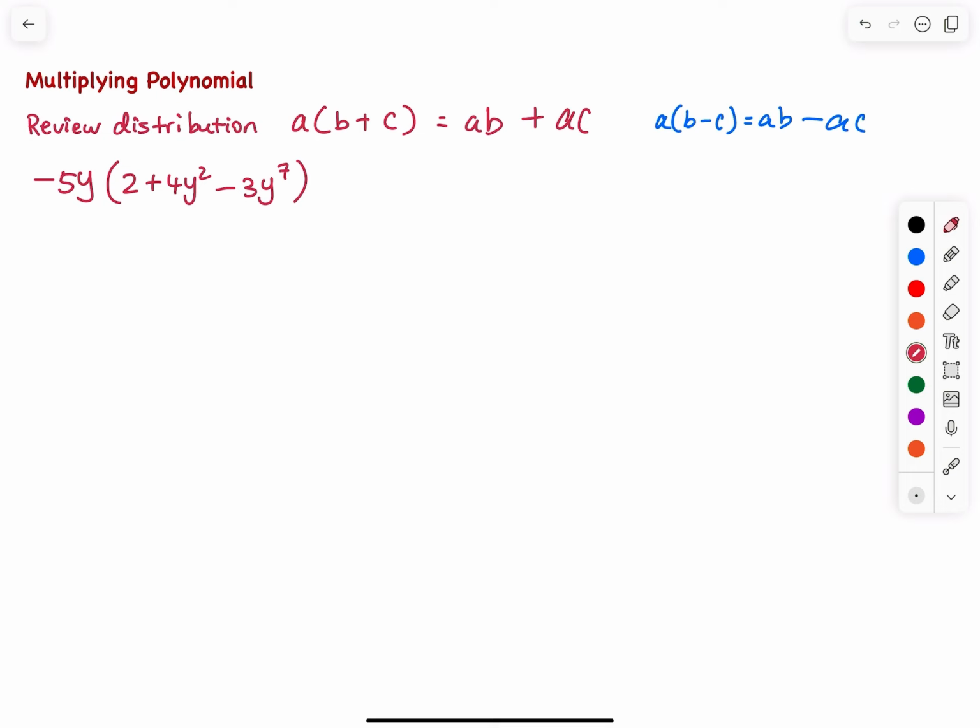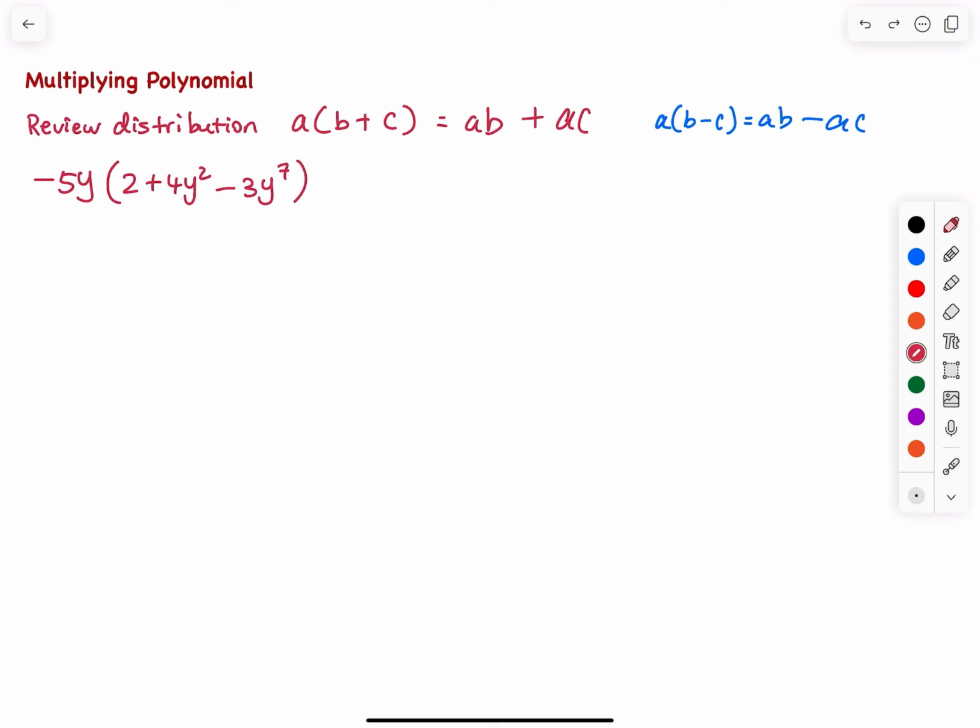So we have three terms inside the parentheses. Two terms, we call this a binomial. Bi means two. And then three terms, we call this a trinomial. Tri stands for three. And then if you have more than three terms, we call this a polynomial. But if you have three terms and call that a polynomial, no one is going to take points off for that. And then what about term? Term is how many items. So you have a 2, you have a 4y squared, you have a minus 3y to the 7, three terms. So you have three items.